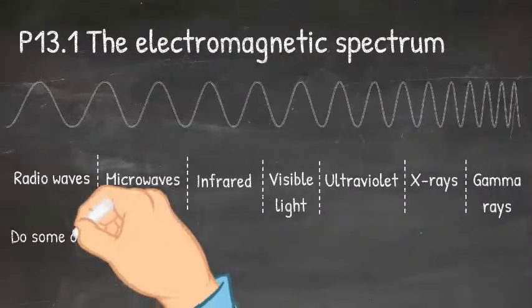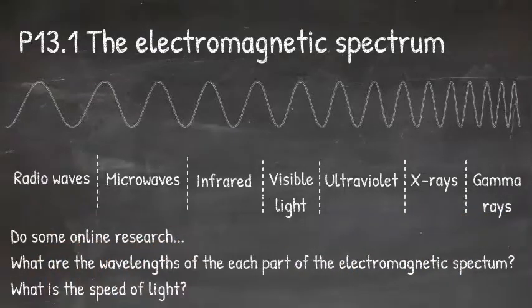Now do some online research. What are the approximate wavelengths of each part of the electromagnetic spectrum? And what is the speed of light?